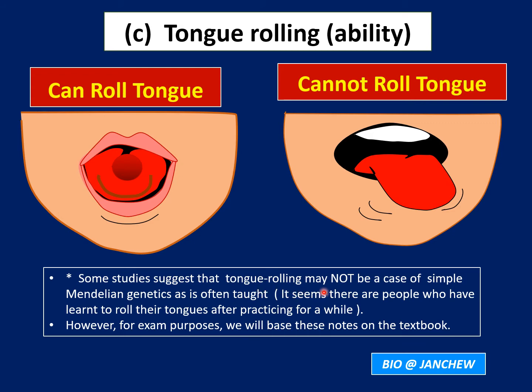All these questions will not be discussed here. For exam purposes, we will just base our notes on the textbook, which says that tongue rolling is an example of variation in humans, and that tongue rolling shows discontinuous variation, which we are going to study later here.